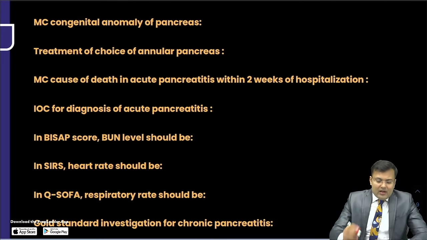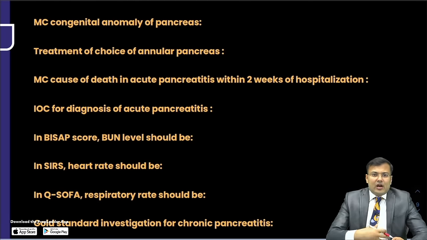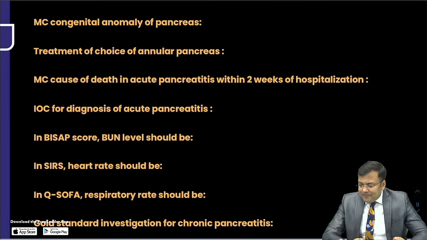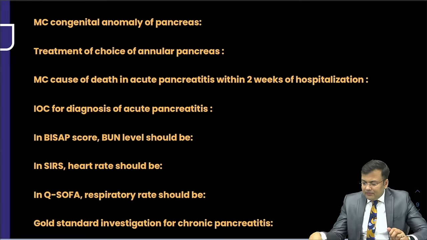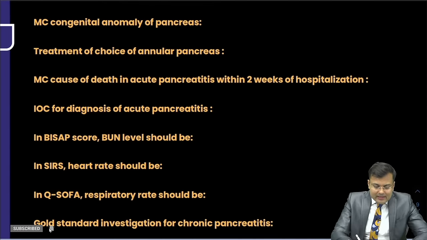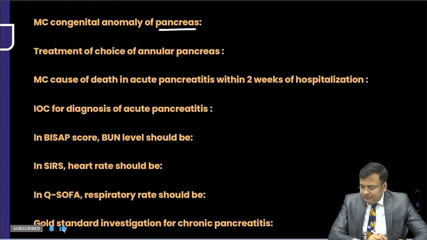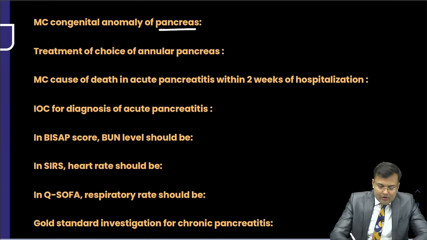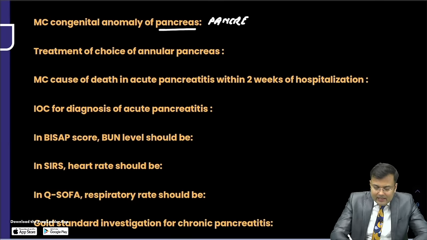Next question, tell me, what is the most common congenital anomaly of pancreas? You know the answer. Tell me, guys. Answer is hidden. Pancreas. This is very good. It is pancreas divisum, in which there is divided drainage.